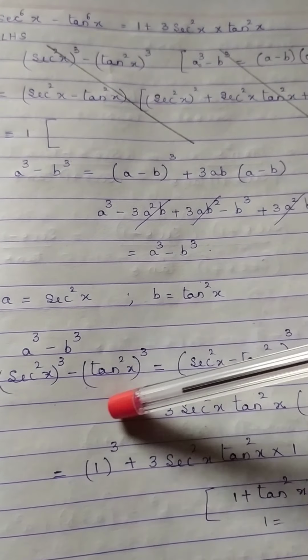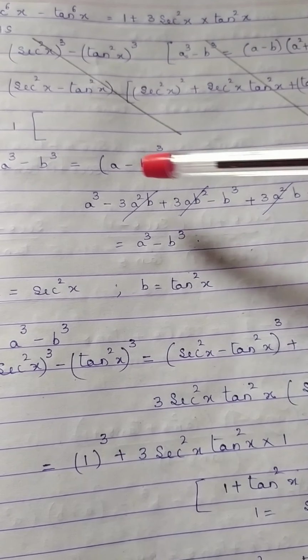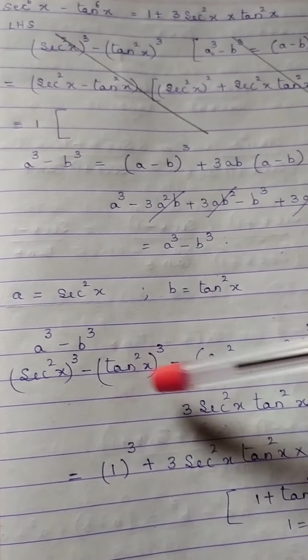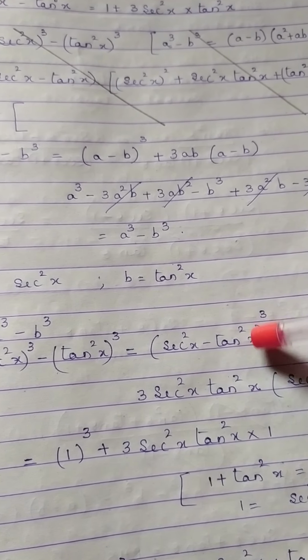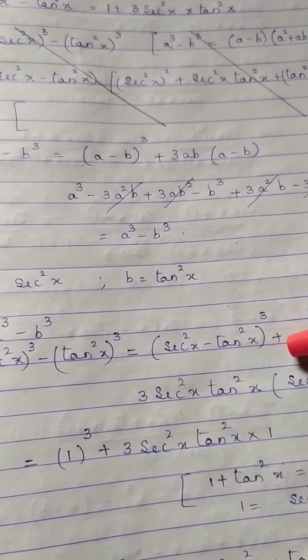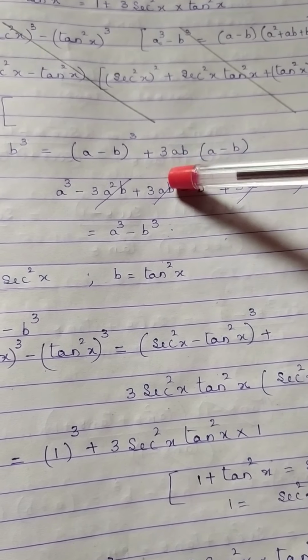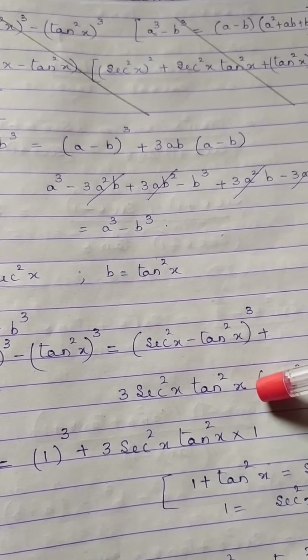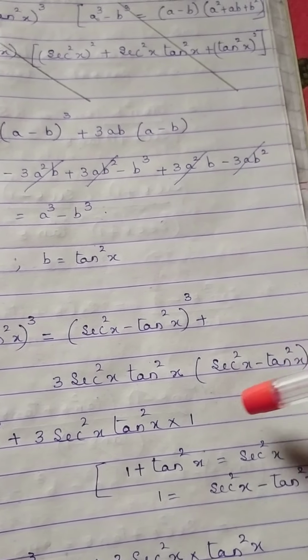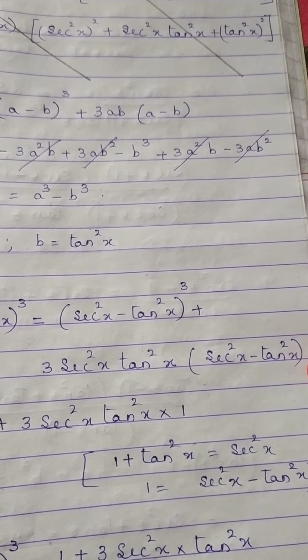Okay. The advantage of doing it this way is when I write (a minus b) the whole cube, that is (secant square x minus tan square x) the whole cube, plus the next term 3ab, 3 secant square x tan square x, into (a minus b), secant square x minus tan square x.